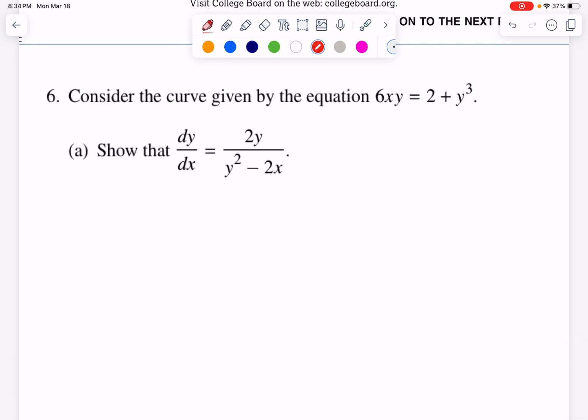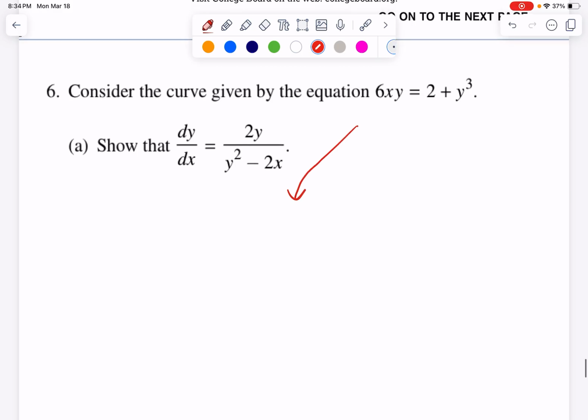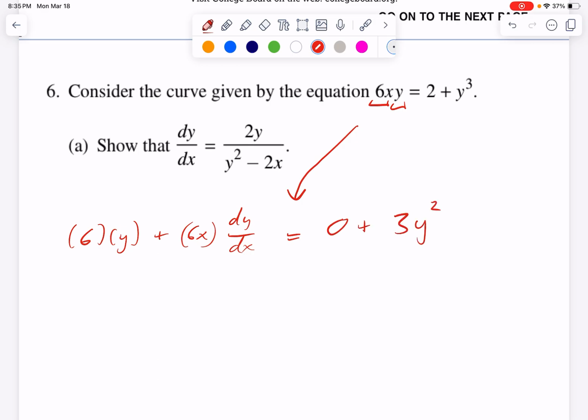So what we can do is start with this, and say, all right, let's take the derivative of the left-hand side. I am going to structure this as 6x times y and use the product rule. So derivative of the first times the second plus the first times the derivative of the second. And then on the right-hand side, 0 plus derivative of y cubed requires chain rule, 3y squared times dy/dx. We need to remember that y is a function of x in this context.